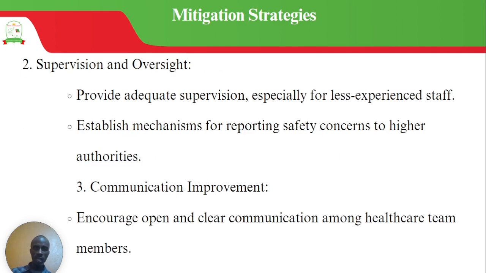The other thing we can put in place to mitigate these accidents is supervision and oversight. Here we need to do adequate supervision, especially for less experienced staff, and ensure mechanisms for reporting safety concerns to higher authorities, so that we can always respond promptly to these occurrences of accidents. Then the other strategy is to improve communication. We need to encourage open and clear communication among healthcare team members.